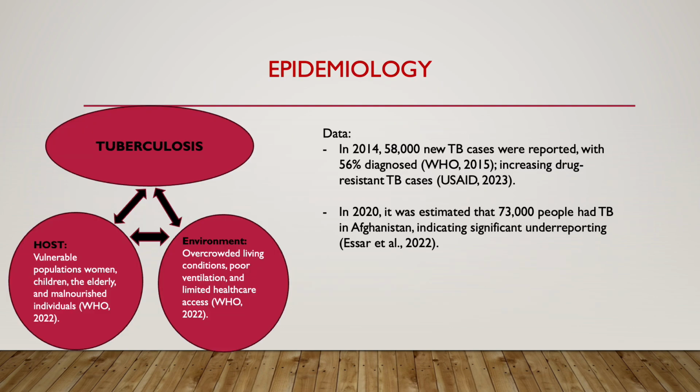Epidemiology. The epidemiology of TB in Afghanistan is complex. The epidemiologic triangle consists of the agent, Mycobacterium tuberculosis, the host, which includes vulnerable populations such as women, children, the elderly, and malnourished individuals, and the environment characterized by overcrowded living conditions, poor ventilation, and limited healthcare access. In 2014, there were 58,000 new TB cases, with 56% diagnosed. Drug-resistant TB is a significant challenge, with over 1,200 cases reported in 2014. In 2020, it was estimated that 73,000 people had TB in Afghanistan, indicating significant underreporting.